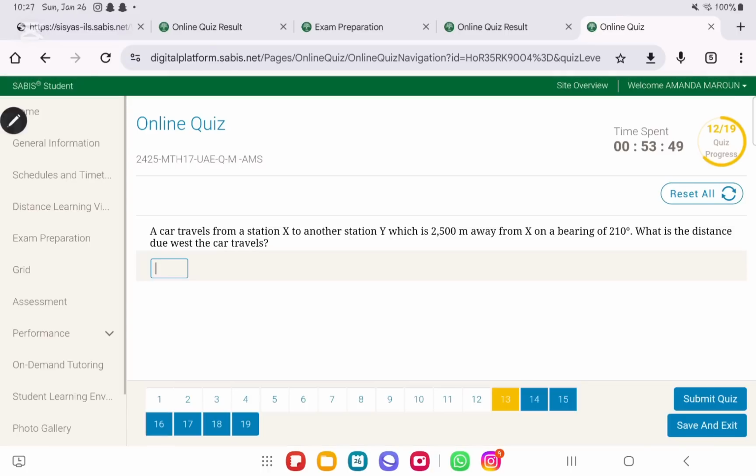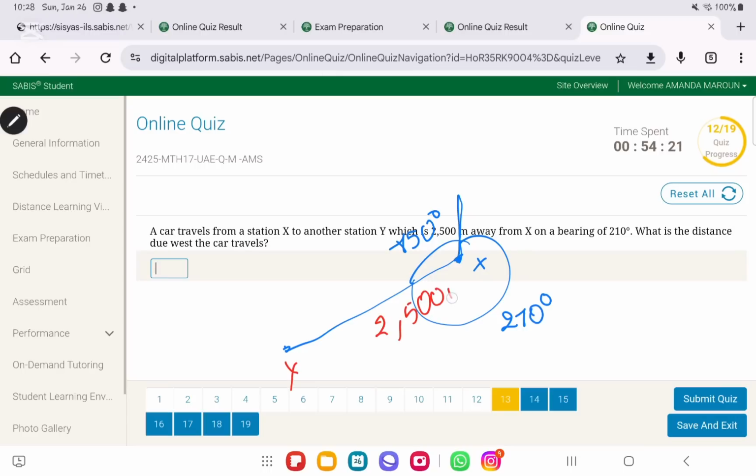Moving on to question number 13. Okay, this question is a very nice question. So we have, let me draw it here, from a point x to a point y, there is a bearing of 210 degrees. Usually, I prefer not to do it like this. I instead prefer to do 360 minus 210, which is 150. So you will take it like this to be 150 degrees. They said that the distance from X to Y is 2,500 meters.